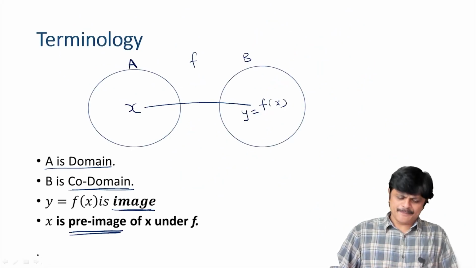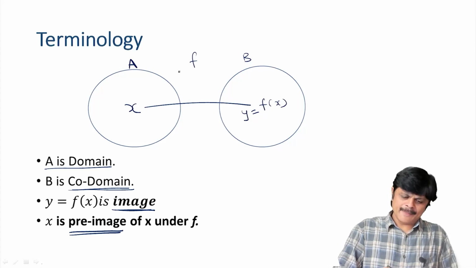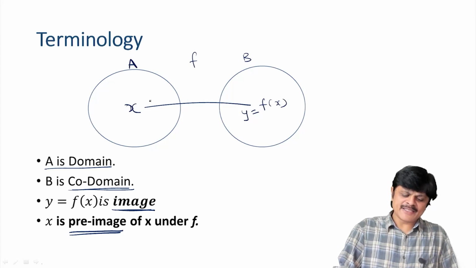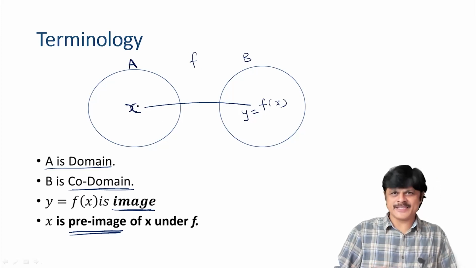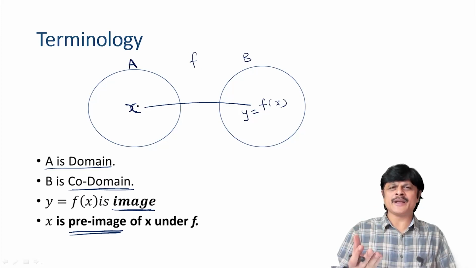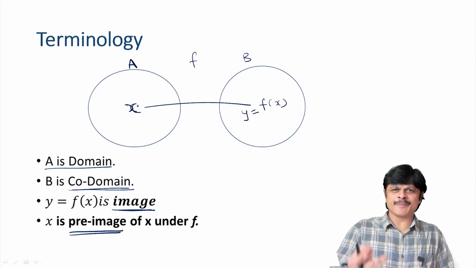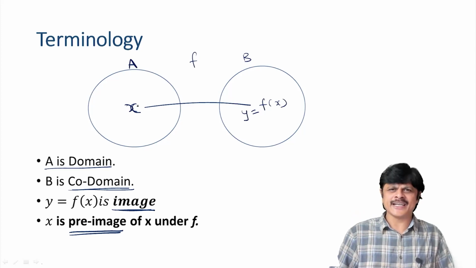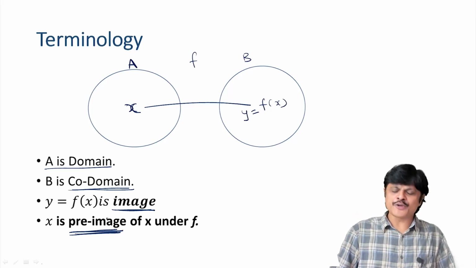So this is the story. A is domain, B is codomain, f(x) is the image, and x is the pre-image. For f(x), x becomes the pre-image. Just like when you look in a mirror, what you see inside the mirror is your image, and for that image you are the pre-image. That is the basic idea. So this basic terminology one should know.